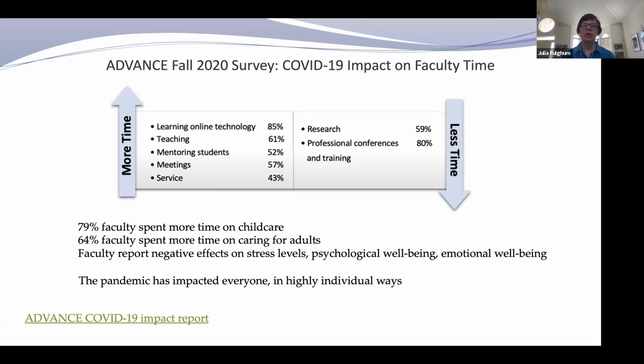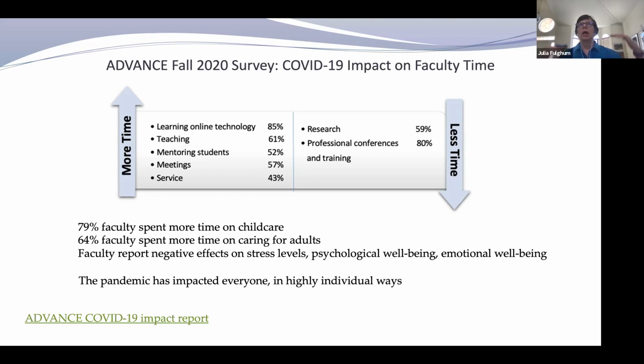From the study Advance did, we know faculty spent more time learning how to teach online, more time teaching, mentoring students, in meetings, doing service, and less time on research and professional development. We know lots of faculty spent more time on childcare and caring for adults. Most faculty report higher stress, less psychological well-being, and less emotional well-being. Among the many paradoxes of the pandemic is that it's impacted everyone, but in highly individual ways.